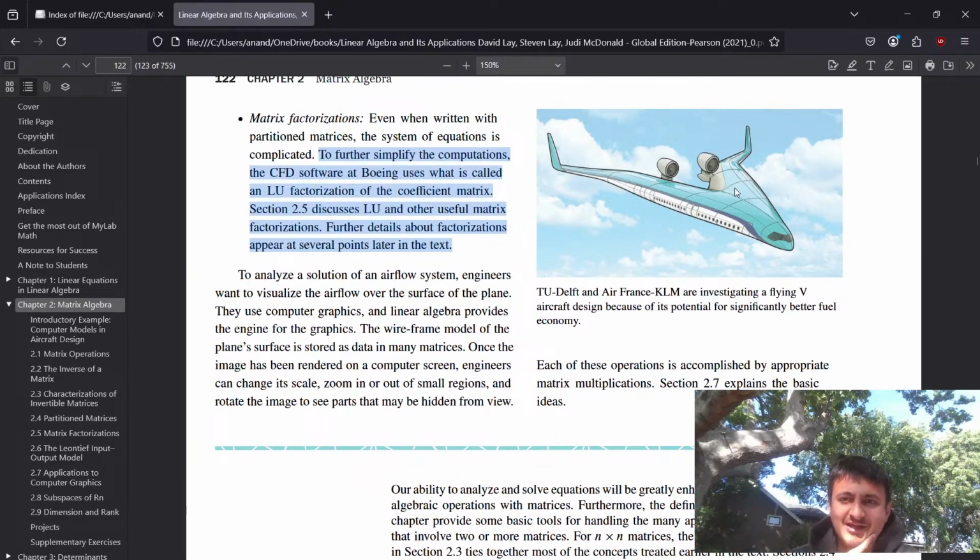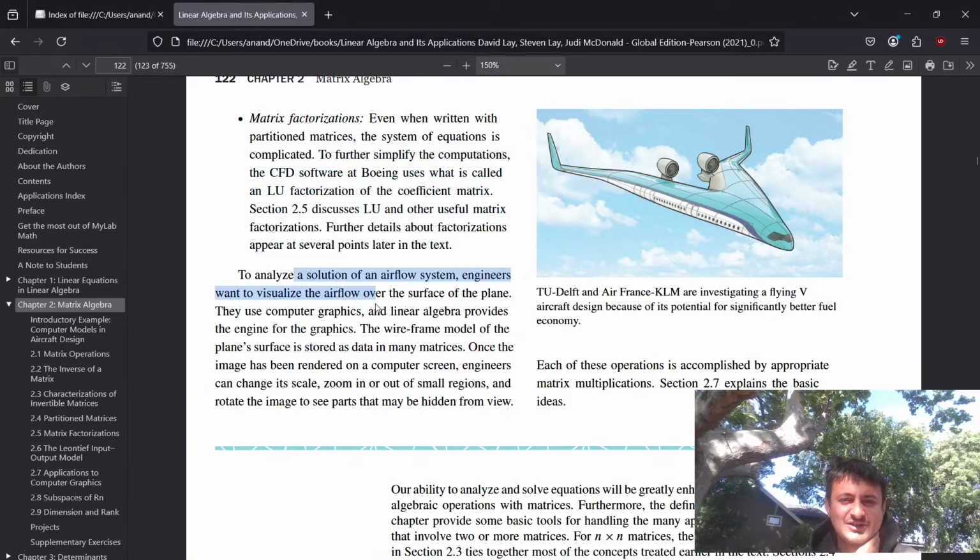Dude, look at that plane. Holy cow. That would be crazy. Imagine flying in that thing. That would be wild, dude. Imagine flying in a plane like that.